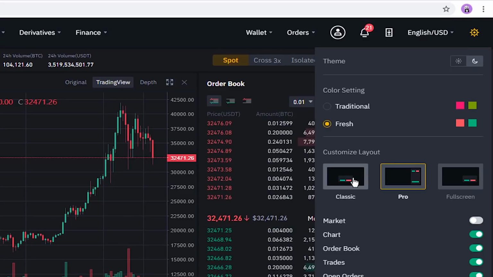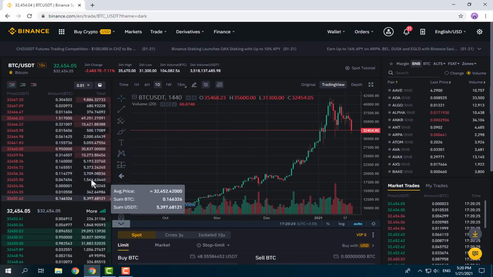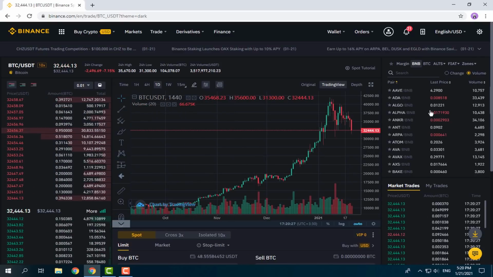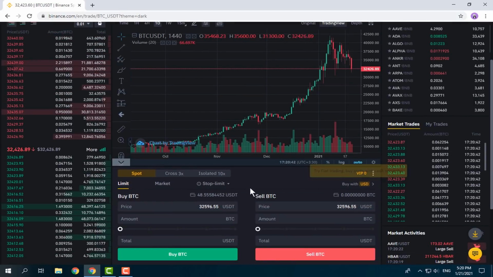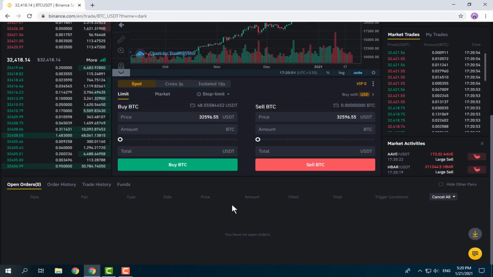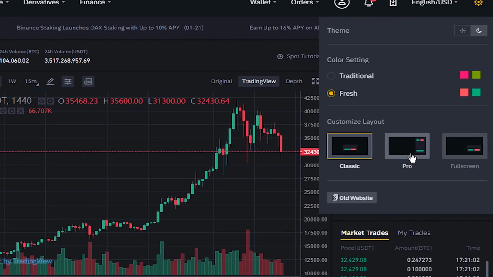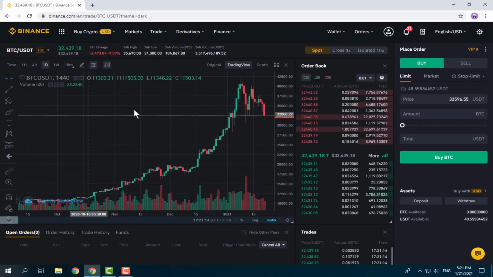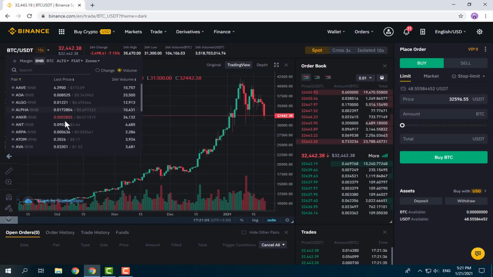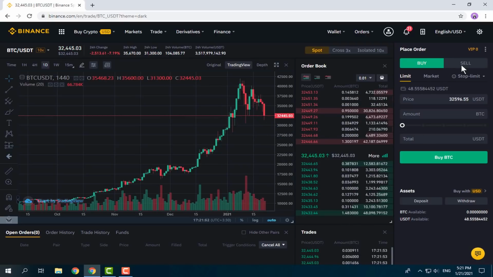By choosing classic, as you can see, the chart is in the middle of the window, the order book in the left, and the pairs and the market trades here in the right. You can place buy or sell orders here below the chart, and you can manage your trades here below everything. By choosing the Pro or advanced layout, you see that the chart is in the left, and below that you can manage your trades and you can access the pairs here above the chart, order book and trades here in the middle, and you can place buy or sell orders here in the right side of the window.